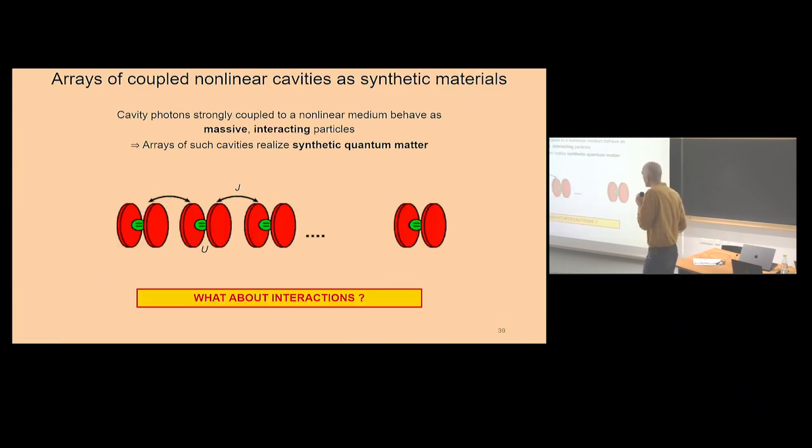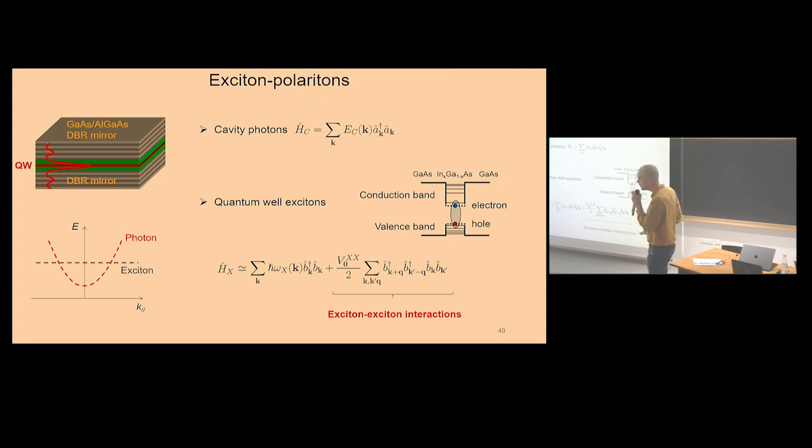As I mentioned earlier, if you want to realize these synthetic materials, there are two ingredients that are necessary: not only the coupling J to realize the band structure, but also you need to add some nonlinearity in your medium to be able to engineer effective interactions for the photons. So how do we do that?